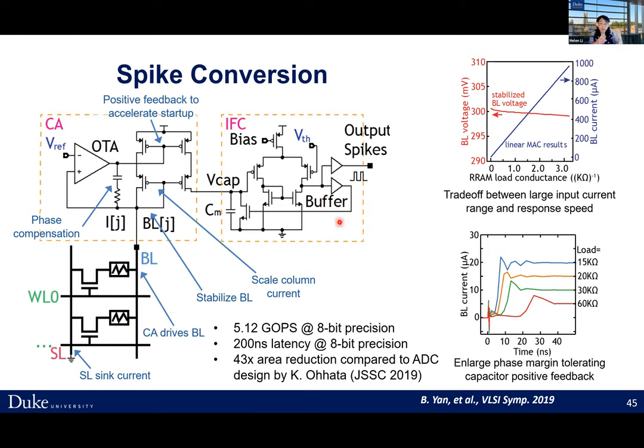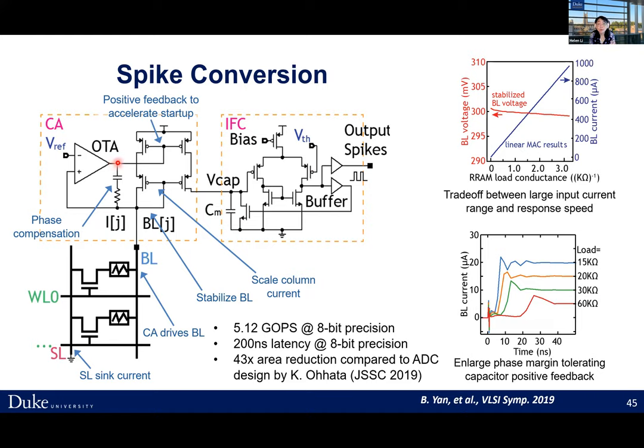there are so many rows in an array, so the current scale, we tend to make it fit into the linear regions. So there must be a mapping, okay. And the CA drives the bit line, and the source line sinks the current by connecting to the ground. And therefore, the op-amp here stabilizes the read voltage by the virtual short, okay?